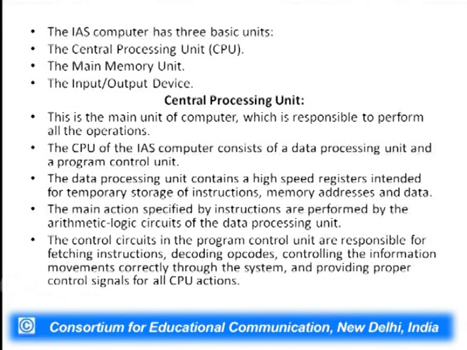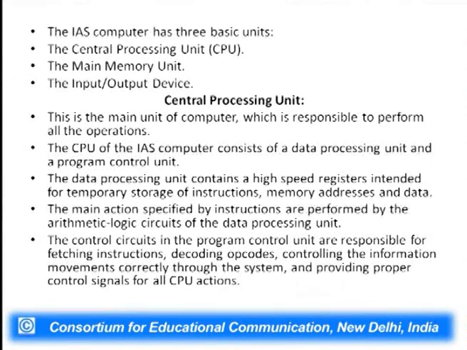Now, the IAS computer has basically three units. Like any other digital computer system, it has a CPU, the main memory, and the IO devices. Now, the CPU is the main unit of the computer which is responsible to perform all the operations. The CPU of the IAS computer again has a data processing unit and a program control unit. The data processing unit contains high-speed registers for temporary storage of instructions, memory addresses and data. The main actions specified by the instructions are performed by the data processing unit with the help of the arithmetic and logic circuits that it has in the data processing unit.